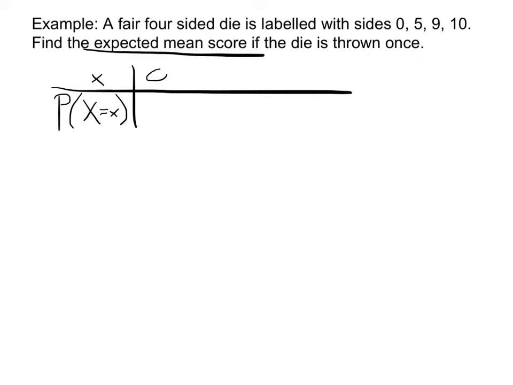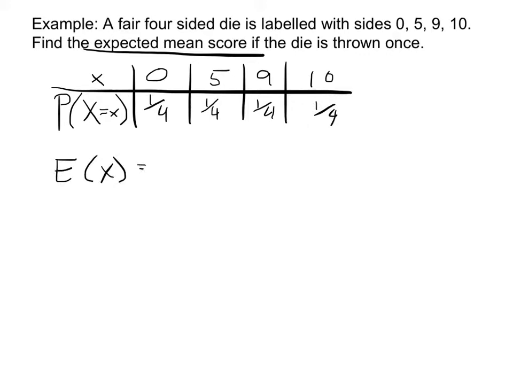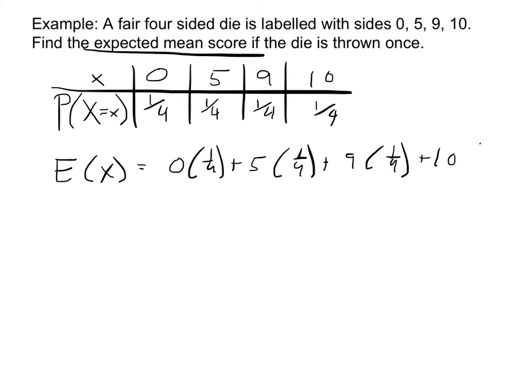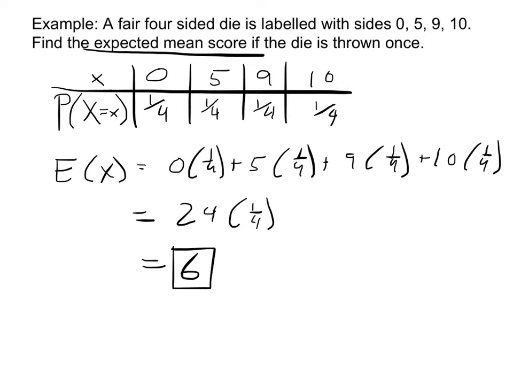So your probability distribution at the top should have 0, 5, 9, and 10, and since it's a fair four-sided die, each of these things happens 1 out of 4 times, and so the expectation E of X will simply be 0 times 1/4, 5 times a fourth, 9 times a fourth, and 10 times 1/4. That's going to end up being 24 times 1/4, which is 6. Great. So the expectation of our random variable is 6. If I were to repeat this thing over and over again and average together the results, 6 is what that thing would be. Okay. Let's move on to the next example.